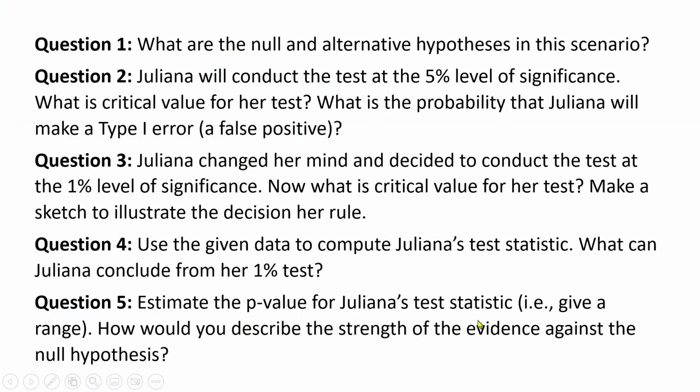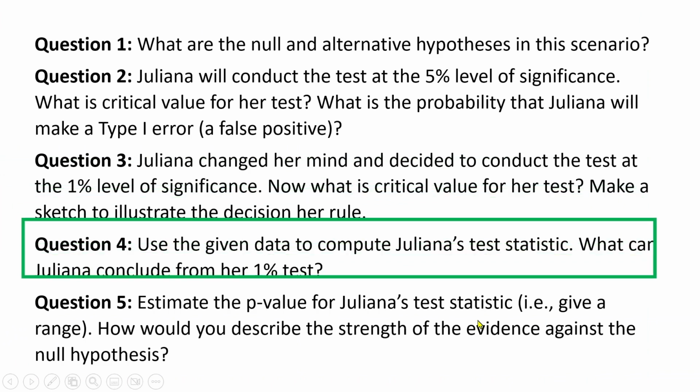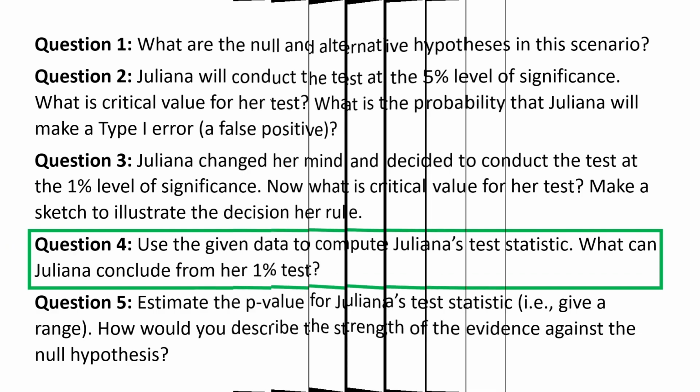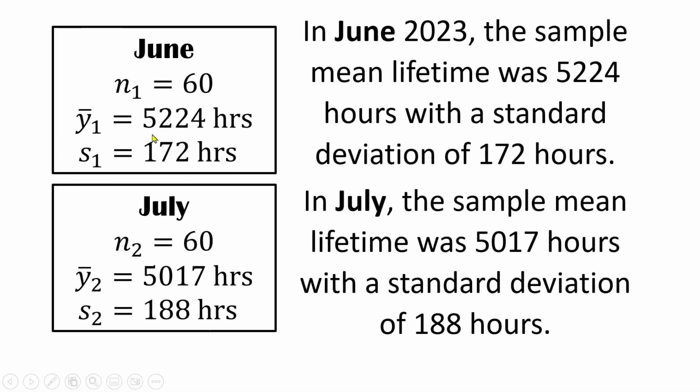Okay. Next question. Now we're going to use the data to compute the test statistic, and we're going to draw a conclusion from the result. So here's the data. In June, we have a sample size of 60. We have a sample mean and a sample standard deviation. In July, again, same sample size. We have a sample mean and a sample standard deviation. We need to plug these values into the appropriate formula to get our test statistic.